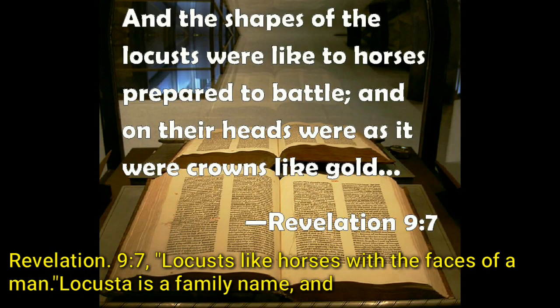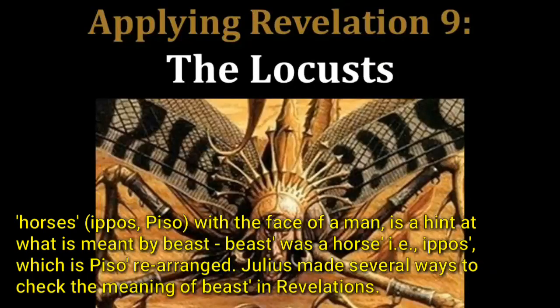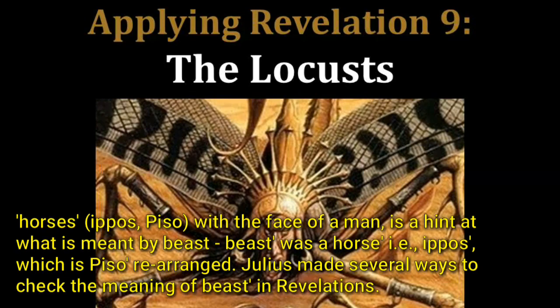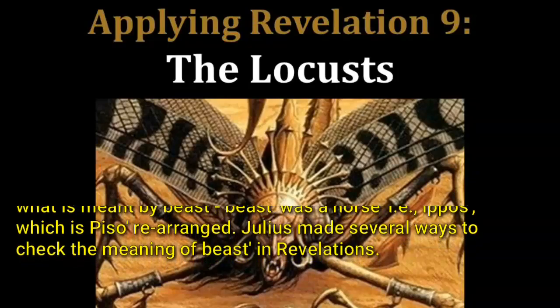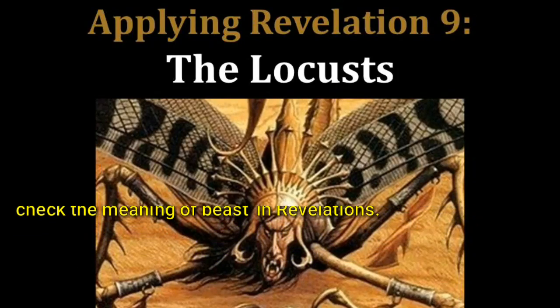Revelation 9:7, locusts like horses with the faces of a man. Locusta is a family name, and horses, Ippos, Piso with the face of a man, is a hint at what is meant by beast. Beast was a horse, i.e., Ippos, which is Piso, rearranged. Julius made several ways to check the meaning of beast, in Revelations.